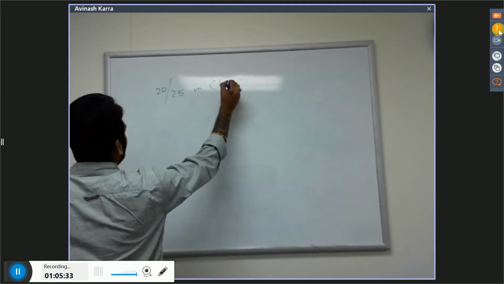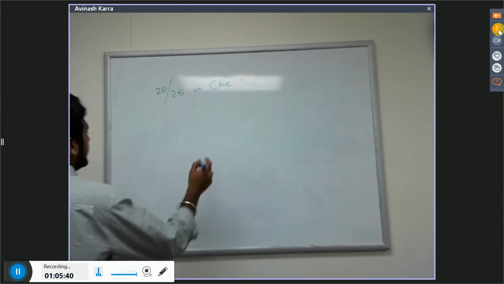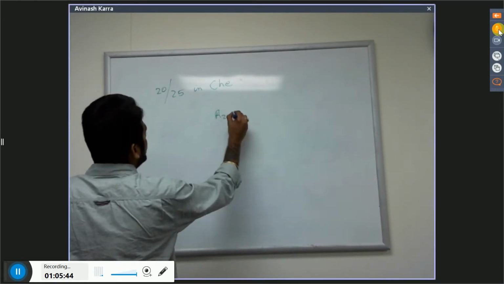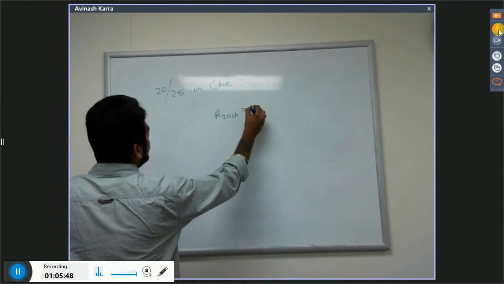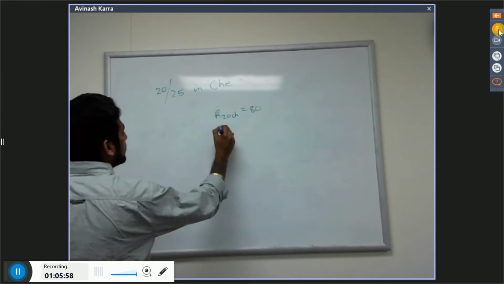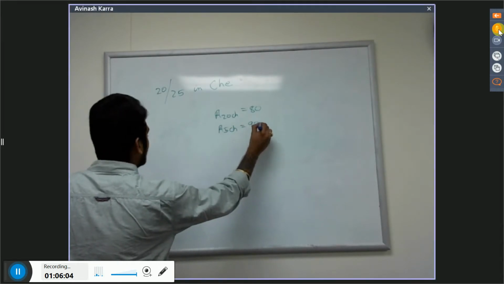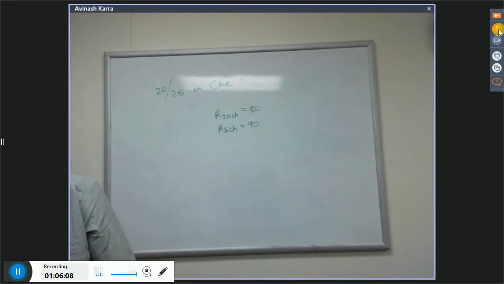Let's go to example number 4. On Thursday, 20 of 25 students in a chemistry class took a test and their average was 80. So I can say A20CH is equal to 80. On Friday, the other 5 students took the test and their average is 90. Maybe they got the question paper. What was the average of the entire class?